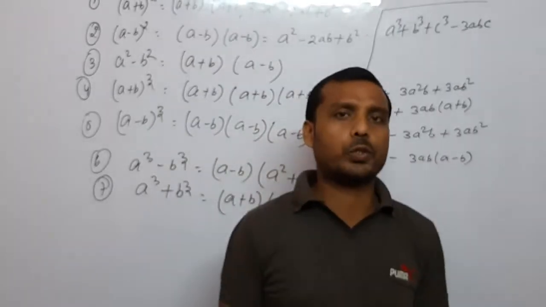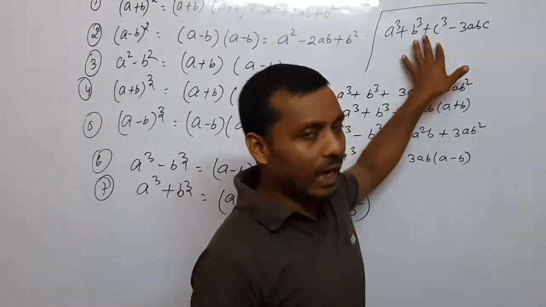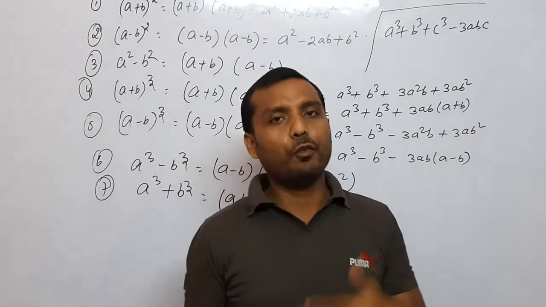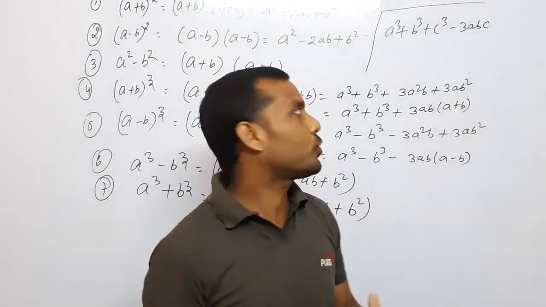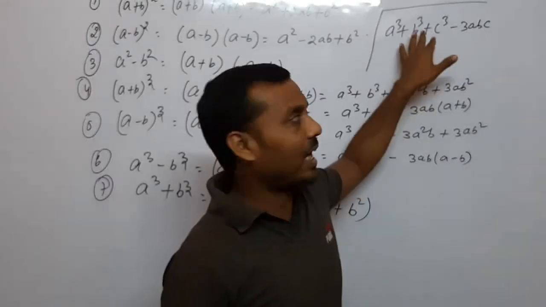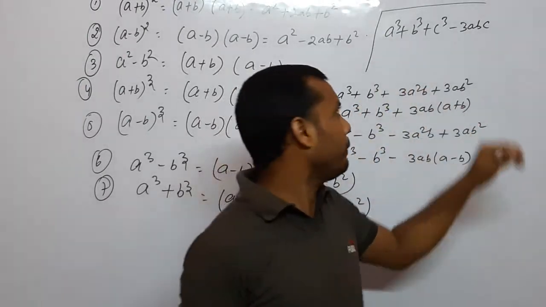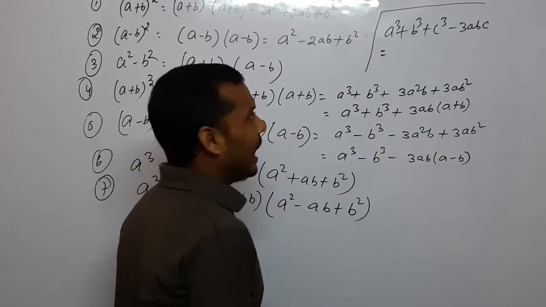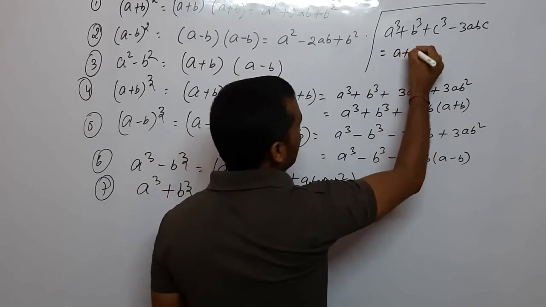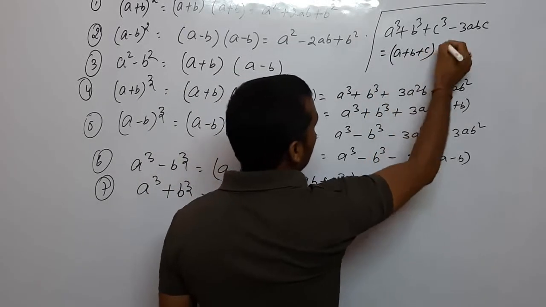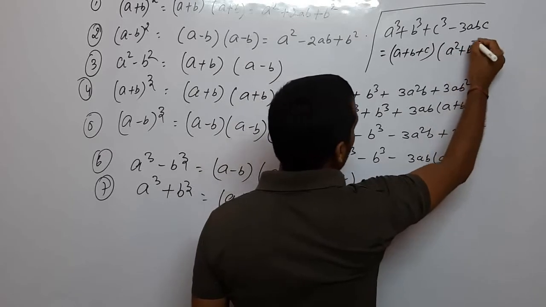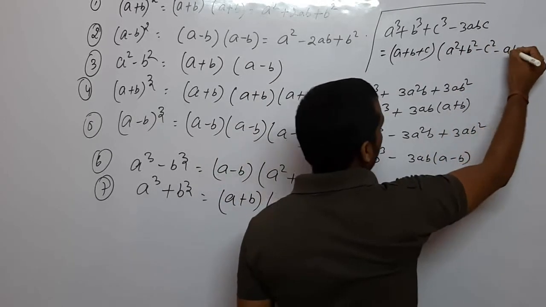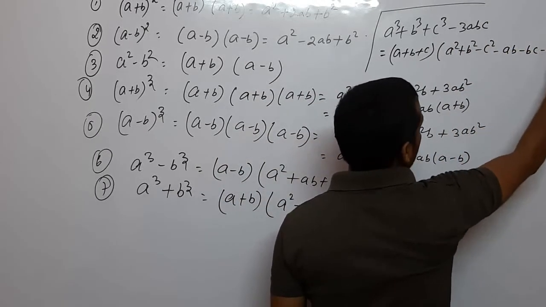But still, students, I will write the formula. If you wish, you can solve the exercise related to this formula. Okay, so let us know what the formula is. It can be written as a plus b plus c into a square plus b square plus c square minus ab minus bc minus ca.